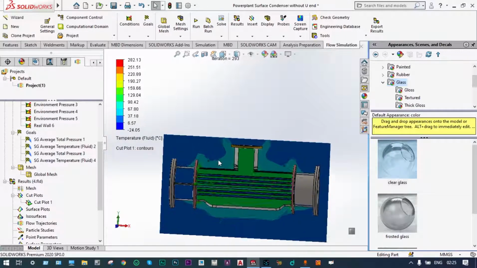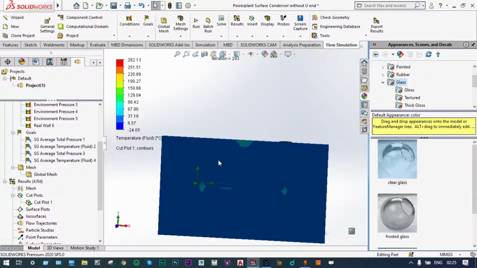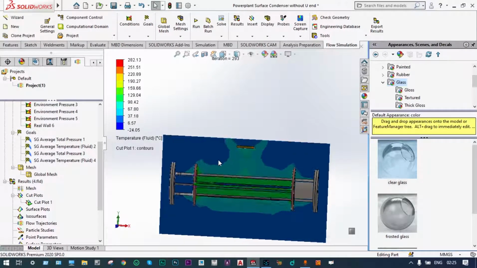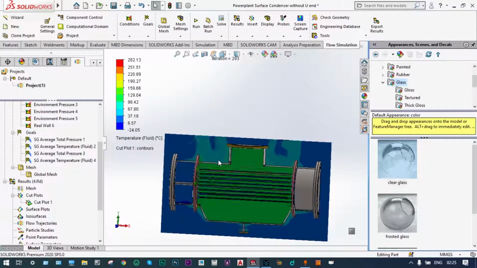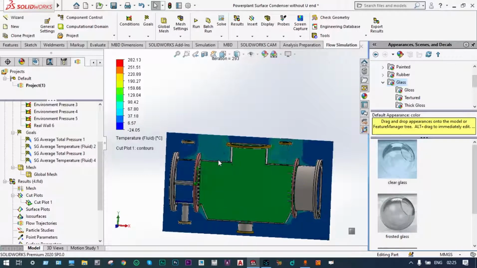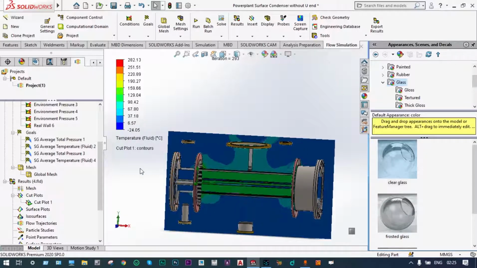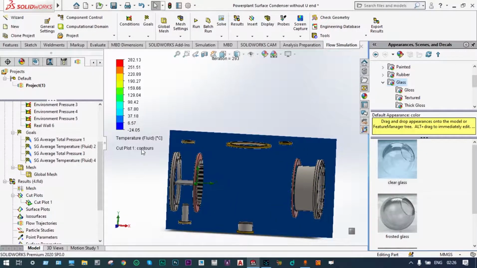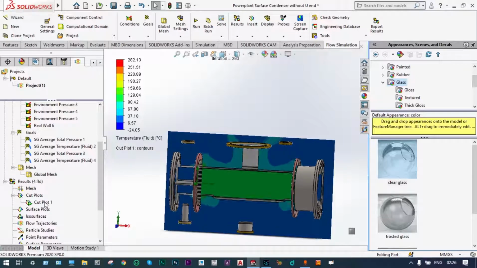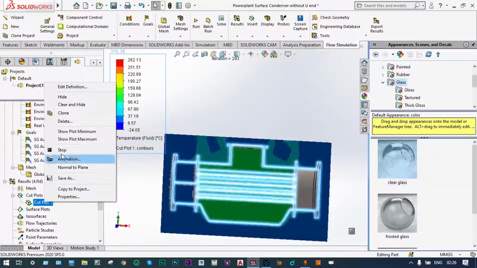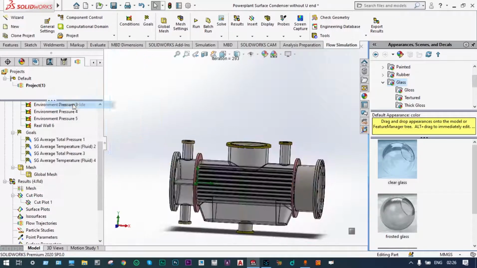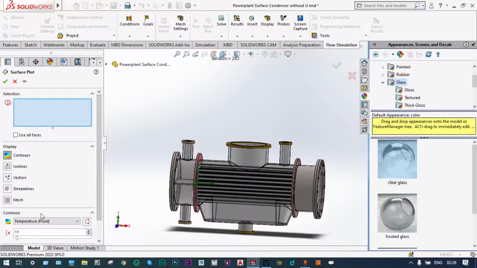You can see how convection is occurring outside this shell, from the shell to the atmospheric air, how heat is being transferred by way of convection. Now see some other thing. We want to see surface plots. So let us clear and hide this part. Insert surface plots. We want to see temperature fluid with all phases.